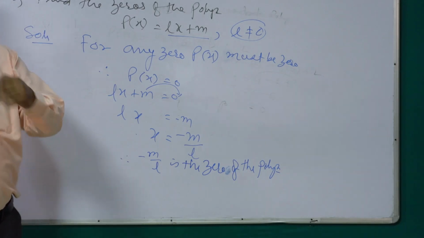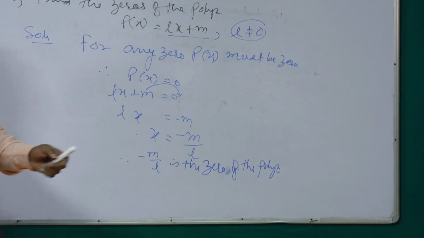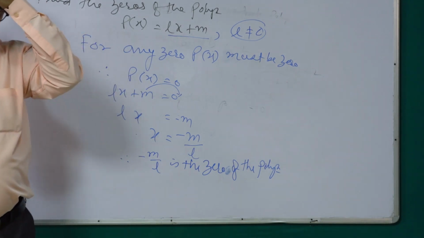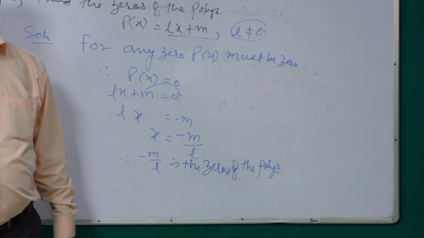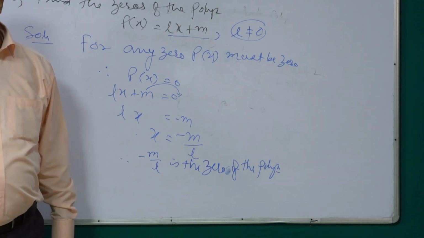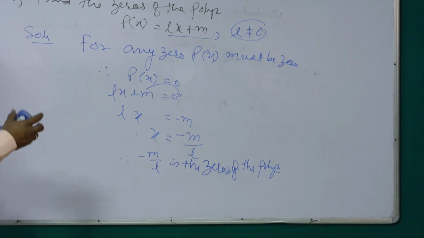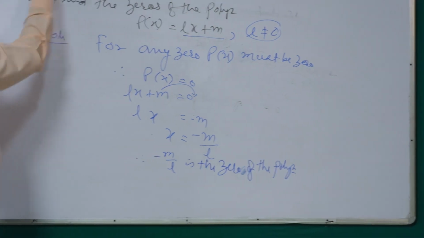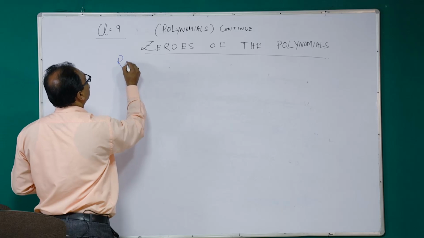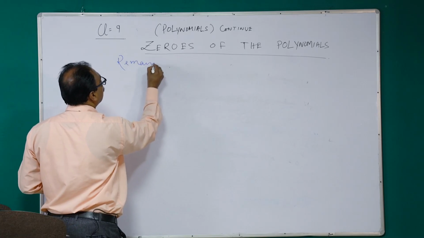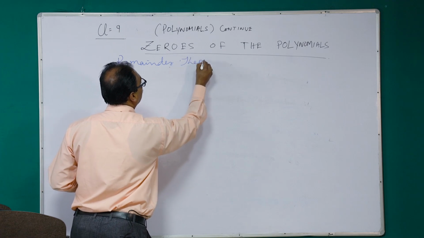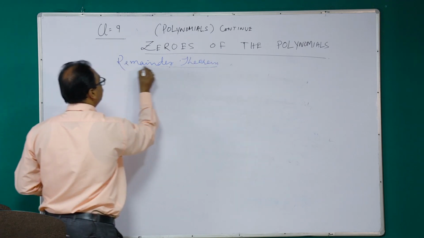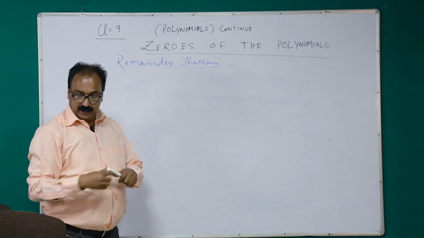So in this way, you can find the zeros of the polynomial. Clear? Now, on the basis of zeros of the polynomial, and the constant number is the constant zero, okay? On the basis of this, we have to learn some theorem, the remainder theorem. Okay? Please look at here. Now look at here, remainder theorem.